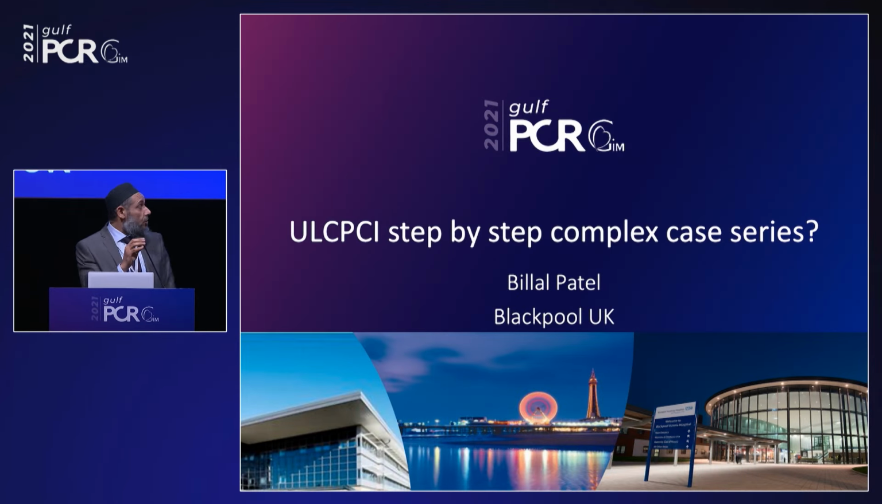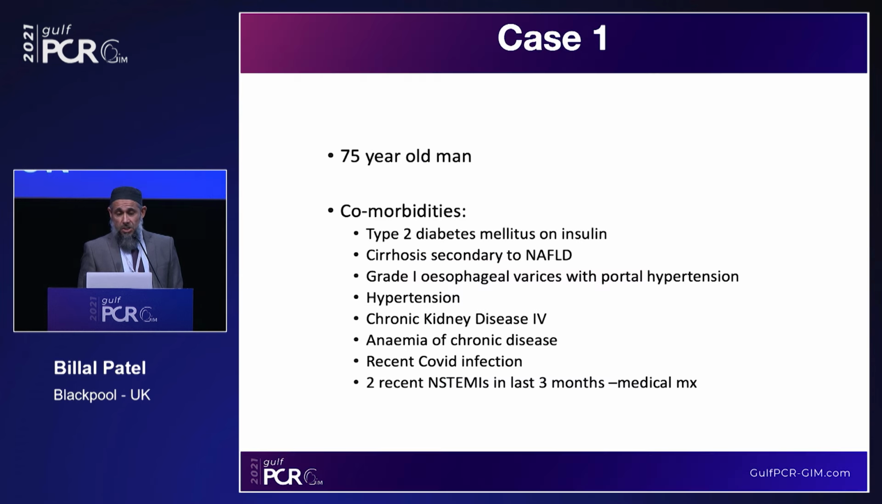We did have some technical issues, but I'm hoping they've been sorted out now. So I'm going to go through step-by-step ultra-low contrast PCI with some complex cases. This is a 75-year-old gentleman, type 2 diabetic, with cirrhosis and non-alcoholic fatty liver disease with portal hypertension. CKD stage 4, eGFR is less than 30. He's had recent COVID infection and has had 2 NSTEMIs in the last 3 months, medically treated. Important because often that's what happens to this group of patients.